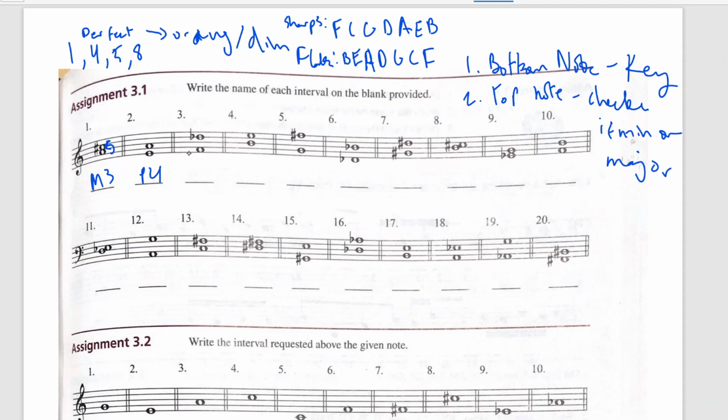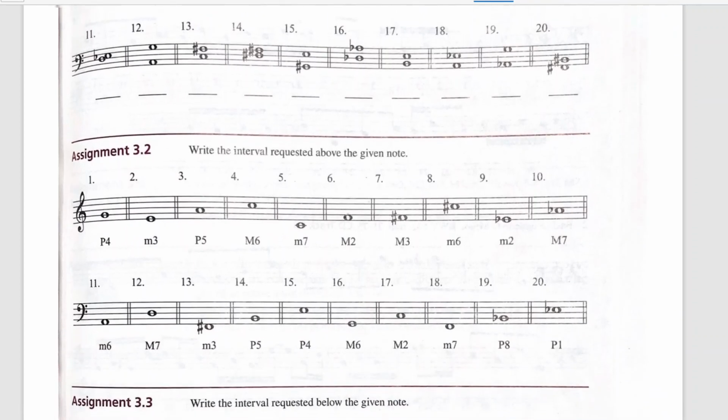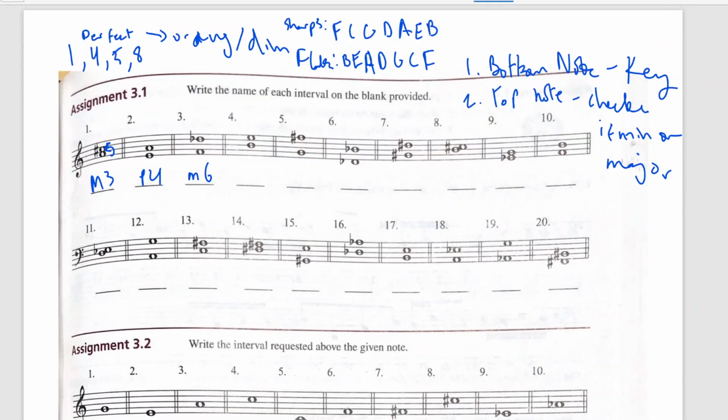But for this one, D flat in the key of F minor, so that's going to be a minor 6. The notation I use for this, and it's the book's notation as well: P is perfect, lowercase m is minor, uppercase M is major, and augmented I just write AUG.